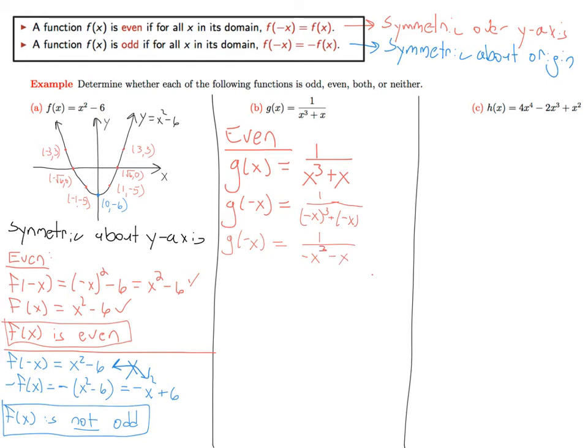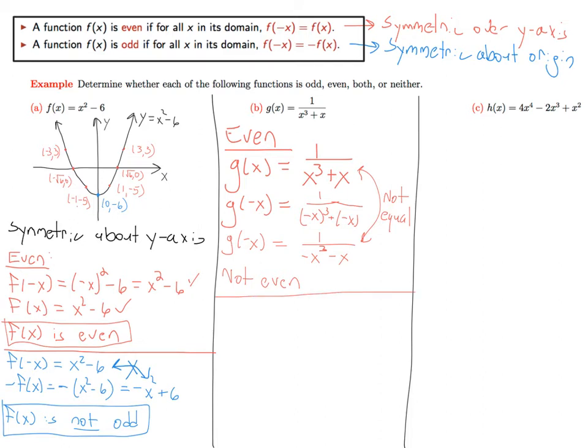Okay, and here that's because when I take minus x times minus x times minus x, I get minus x cubed. We have 3 negatives for that one. So here, these are not equal. Which means this function is not even.